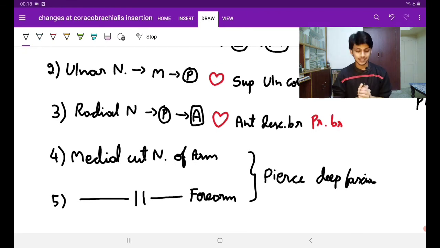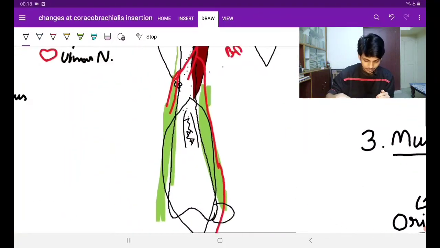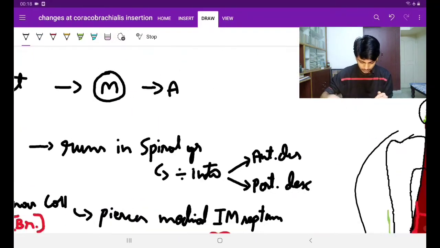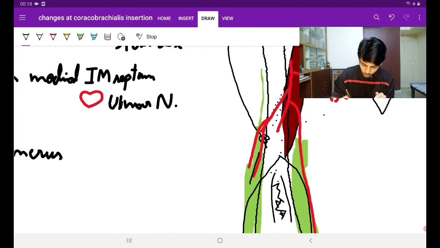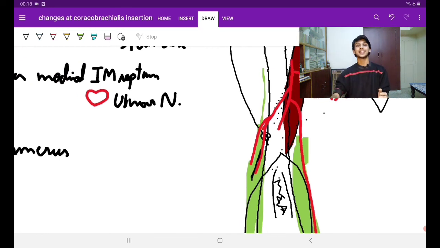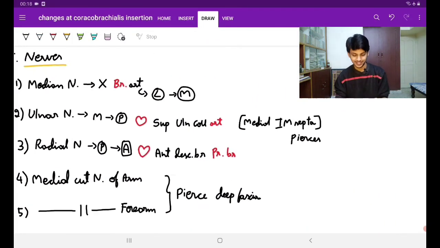Now, this radial nerve also has a boyfriend. Who is that boyfriend? That is the anterior descending branch of profunda brachii artery. We studied that now, guys. In the arteries, there is an anterior descending branch and the posterior descending branch. See here, this, isn't it? This was the anterior descending branch, isn't it? This is where the radial nerve also accompanies. The black one is the radial nerve. It is accompanying the anterior descending branch of profunda brachii artery. You know, there are many couples around here.